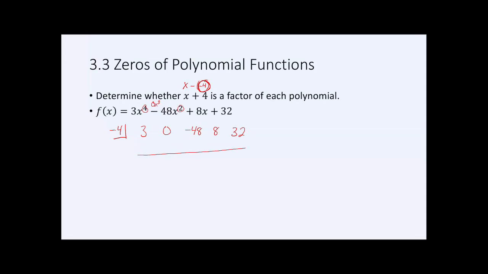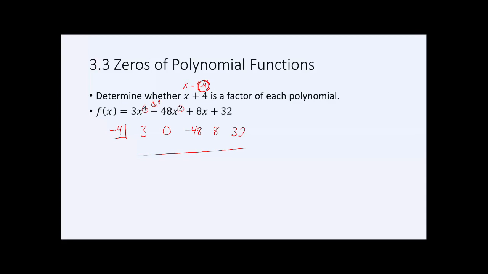So make sure you put the 0 in. Again, don't forget that it's a placeholder, essentially. So we're going to put 3, we're going to put 0, negative 48, 8, and 32. Now, here's the thing about this.